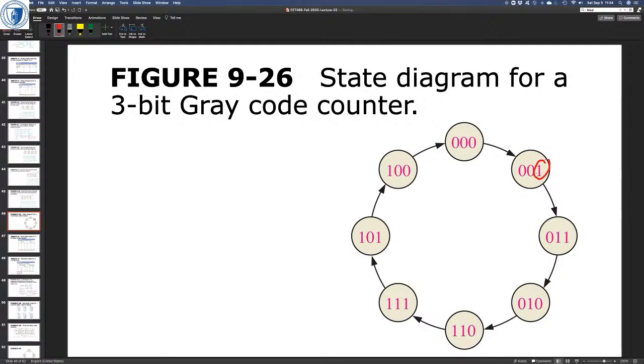Right, it's only differed by 1 bit. Here we've got this one changed. Here we've got this one changed. Here we've got this one changed. This one changed, the middle one changed, that one changed, and then that one changed, right? So we only change one bit at a time in a grey code counter.